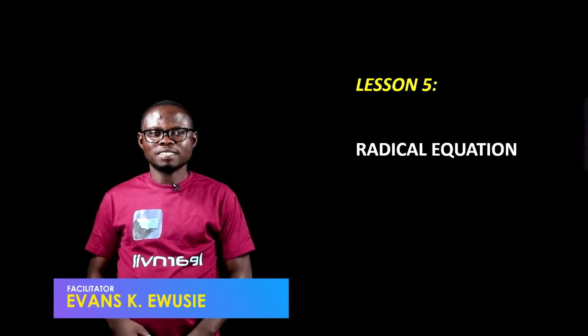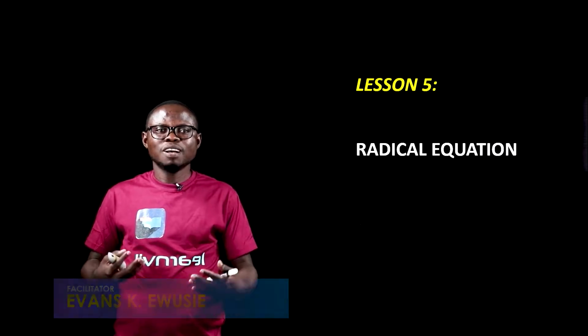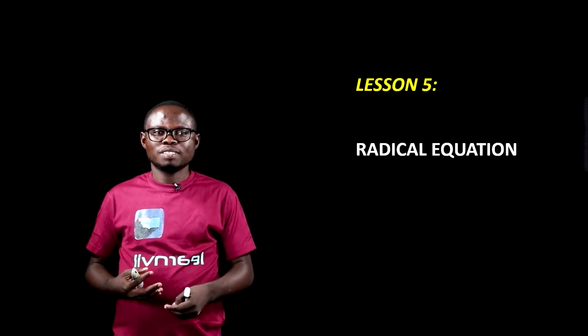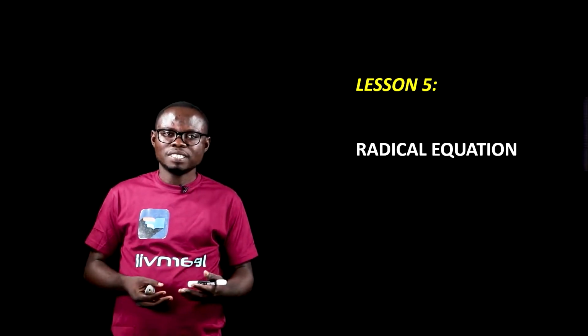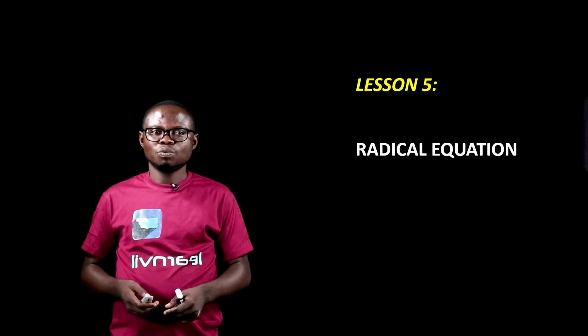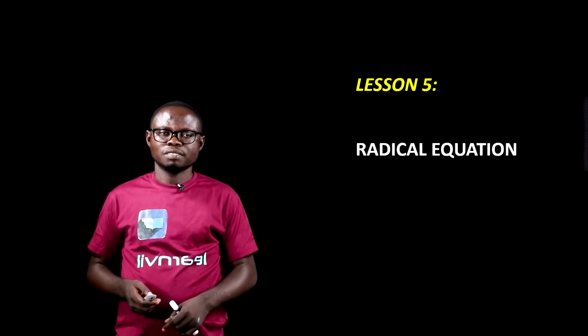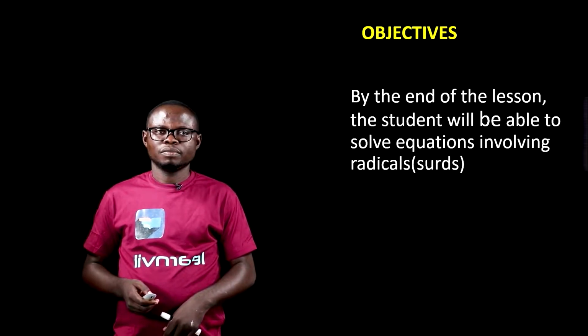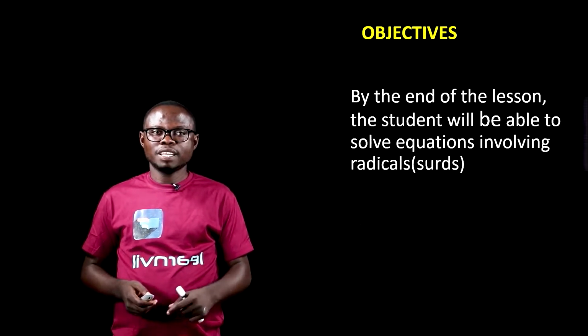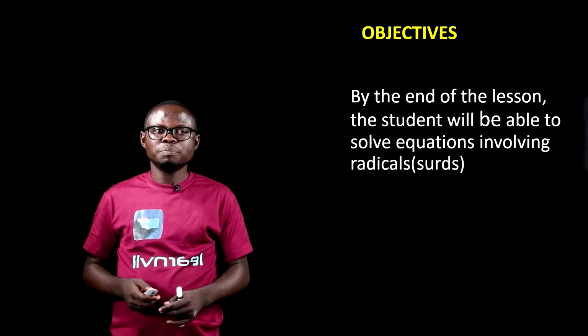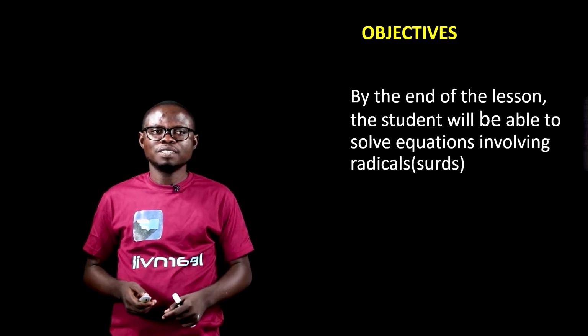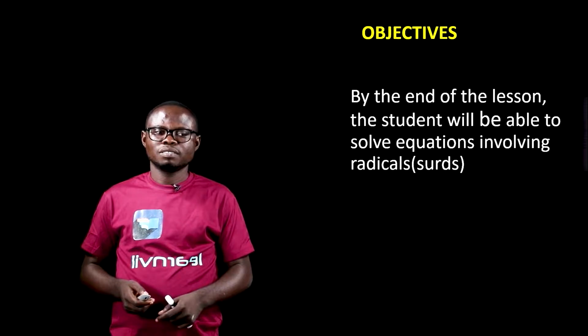In our previous lesson, we learned how to rationalize surds with a monomial denominator and then a binomial denominator. In this lesson, we want to learn how to solve radical equations. Our objective: by the end of the lesson, you will be able to solve radical equations with ease.